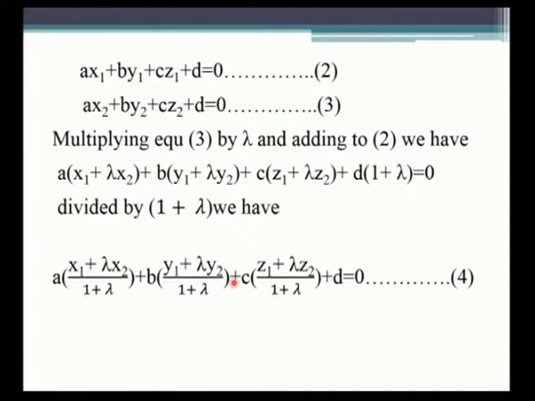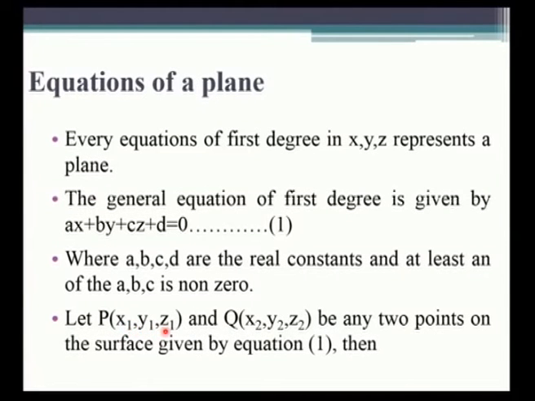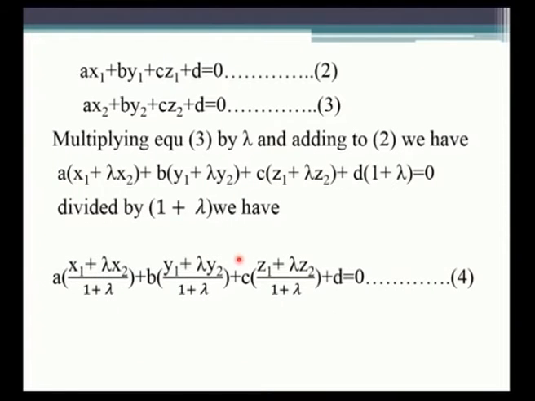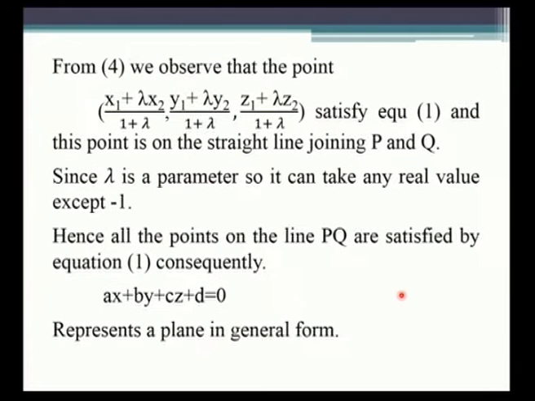So, in this expression you can see that lambda figures in the equation. Here we are going to get the equation of a plane which contains the points P(x1, y1, z1) and Q(x2, y2, z2). To get the equation of the plane, we are doing all these mathematical manipulations. Now, let us keep this equation as equation 4.